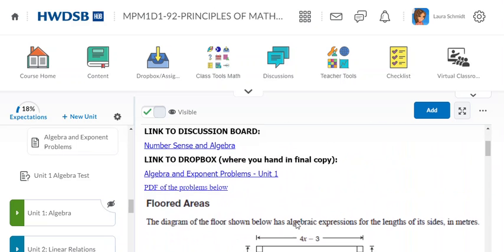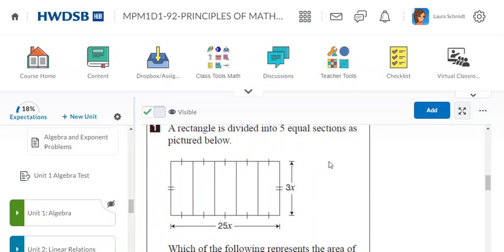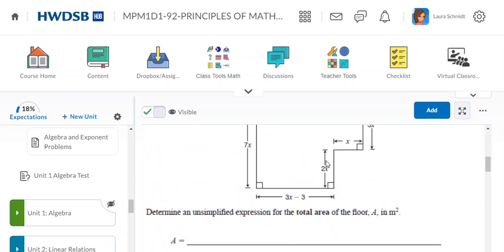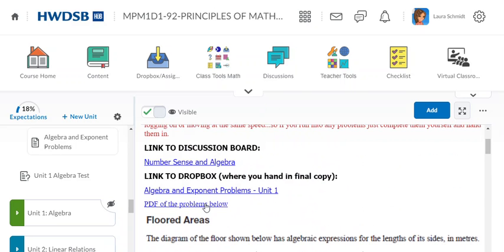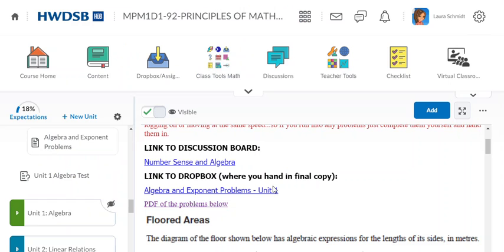So the floored areas one is this guy. But you have to do all of them. So then you do this rectangle guy, this one, this one, this one, this one. And once you finish all of them, you could print this out if you want. I made a PDF of the problem, so you could print that if that's easier. Or you can open this in Notability if you do things online. And then you just hand it in with this link to the Dropbox. Or you hand in your final copy.